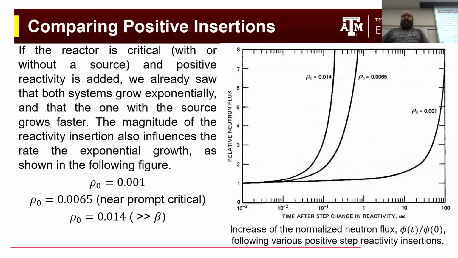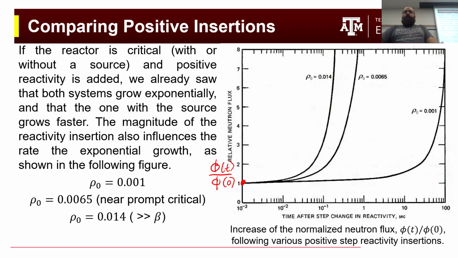So this is comparing some various insertions. Notice that each of these insertions is positive. So in each of the cases, we end up increasing exponentially. And this is showing the relative neutron flux, so this would be phi of t over phi of 0. And so notice at time t equals 0, the value is 1 because we're starting out with phi 0 over phi 0, which is 1. And then phi of t is going to exponentially increase with time for all of these cases.